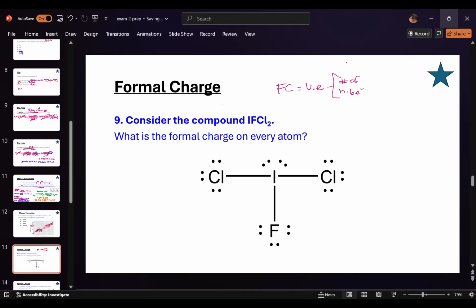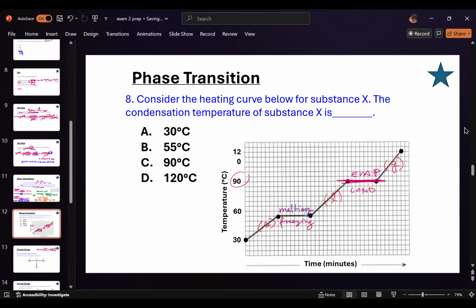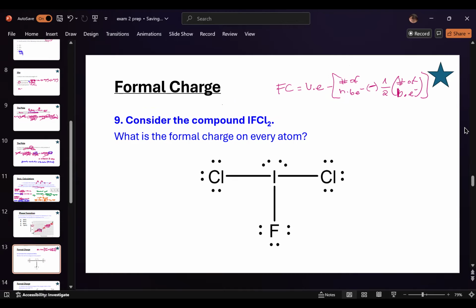I'm sure this is minus. I will check again when I do it. Minus one half of the number of bonding electrons. Again, formal charge equals valence electrons minus open brackets, number of non-bonding electrons, which are lone pairs, minus half of the bonding electrons, close brackets.